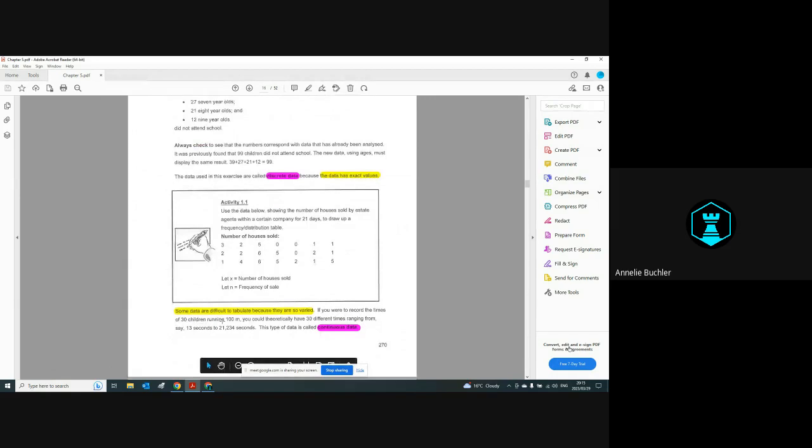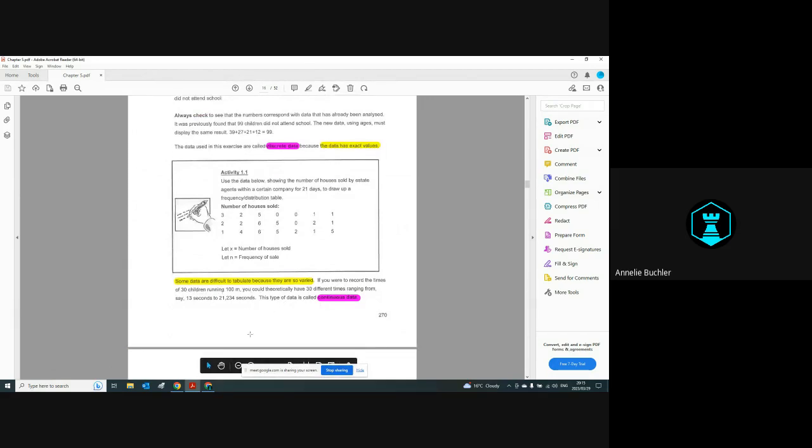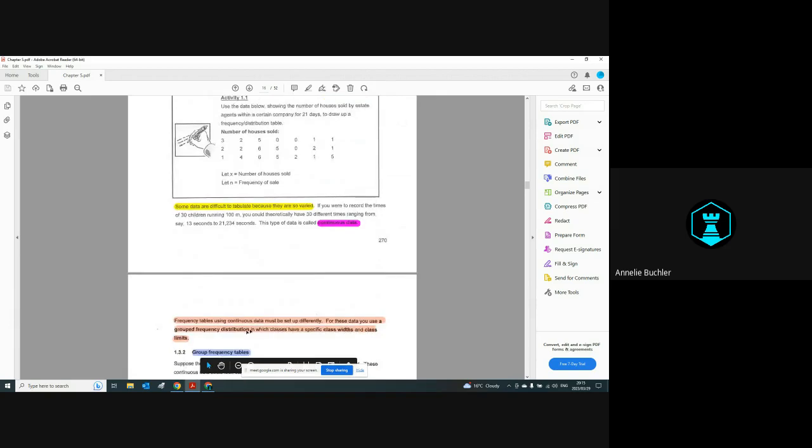Some data is difficult to tabulate because it is so varied. That is what you call continuous data.